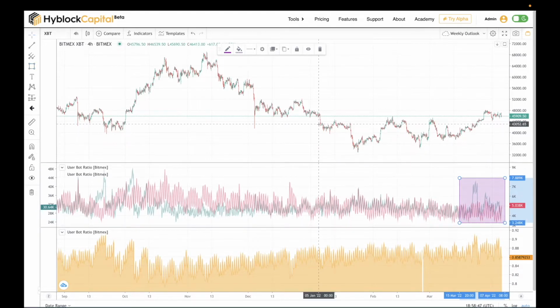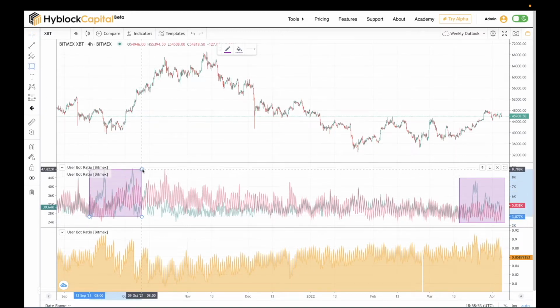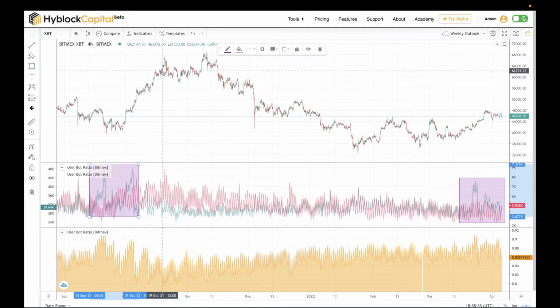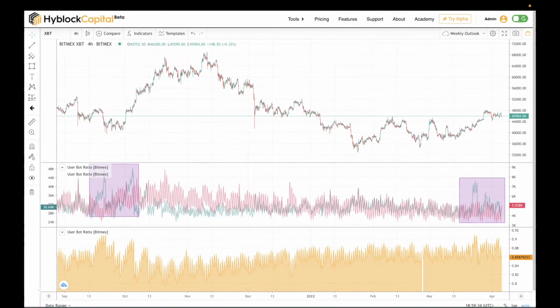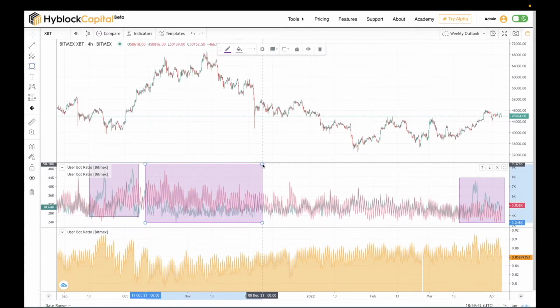Looking at the past at the same scenario, price tends to go up when we see this occur. And price went up. On the other hand, when users are increasing faster than bots, for example, right here, price tends to then go down.